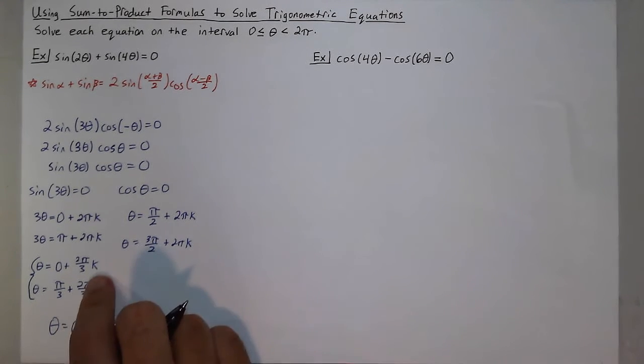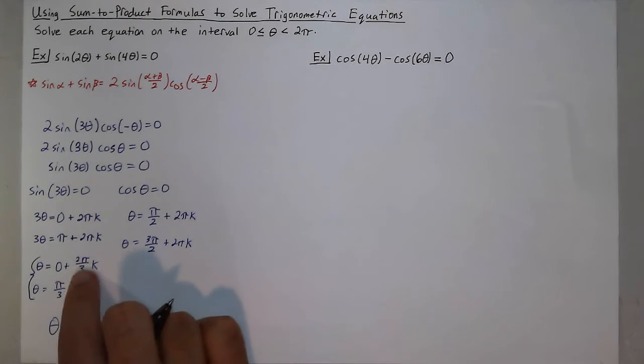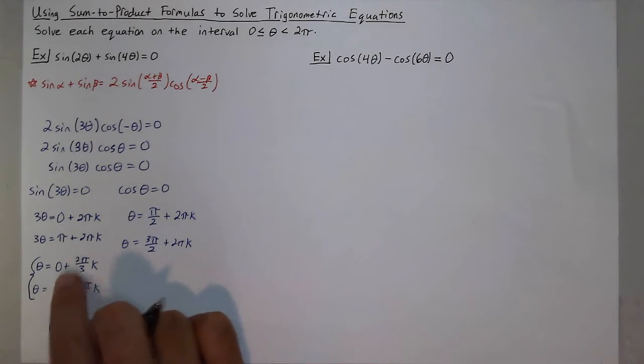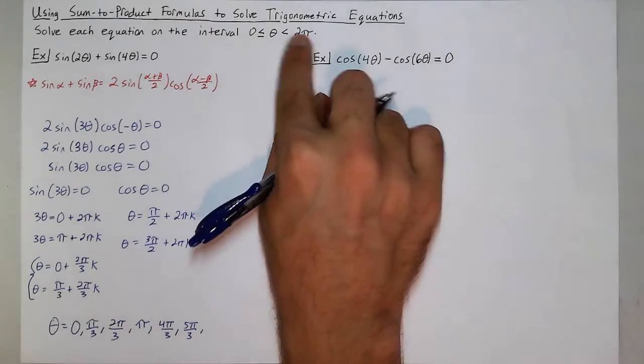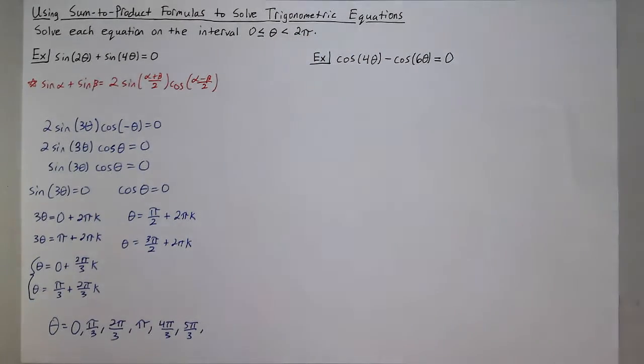And then I could try plugging in 3 for k, which gives me 6 pi over 3, which is also known as 2 pi. But at that point, 0 plus 2 pi would equal 2 pi, and that's not on my interval. So I'm going to leave that one out.